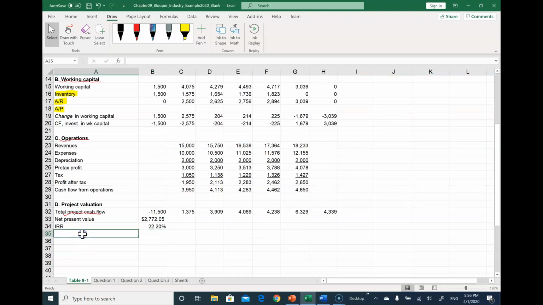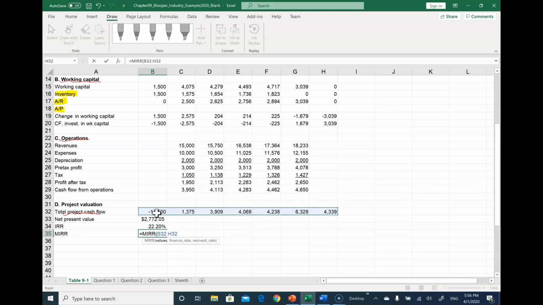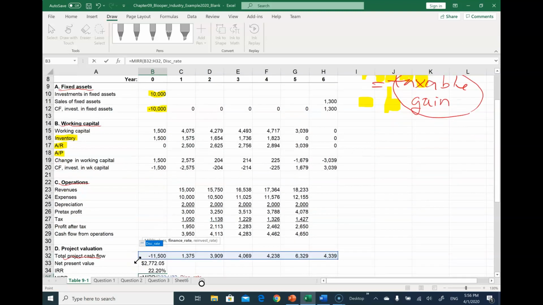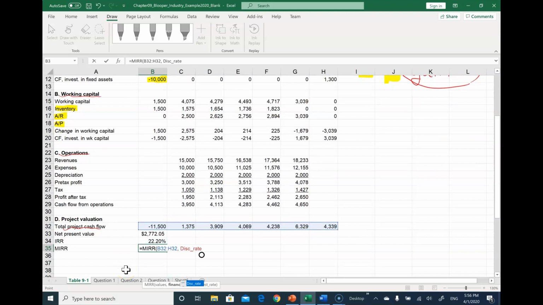One last thing that I may add is the modified internal rate of return. In this case, we can change the assumptions on the reinvestment rate, right? So we highlight all these values, and the finance rate is the discount rate, which is 15%. So we assume that the company actually borrows at the rate of 15%. So the opportunity cost of capital is 15%.